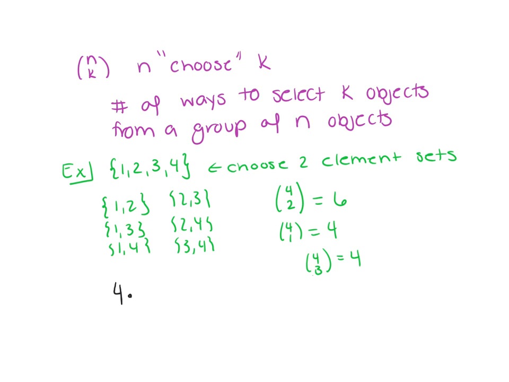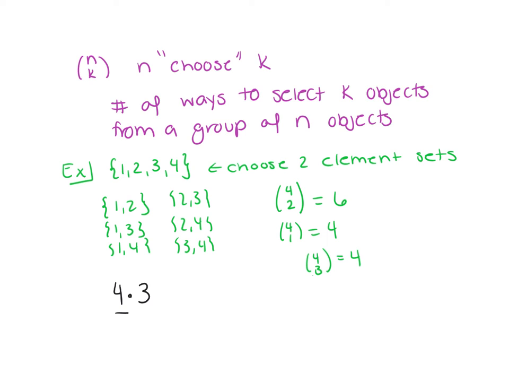You have 4. You could have started with any of 1, 2, 3, or 4. Once you've chosen the first element, how many choices do you have for the second element? 3. So you had 4 choices for the first, 3 choices for the second, but I didn't get 12. Why not? Because I had to divide by 2 because of the order.